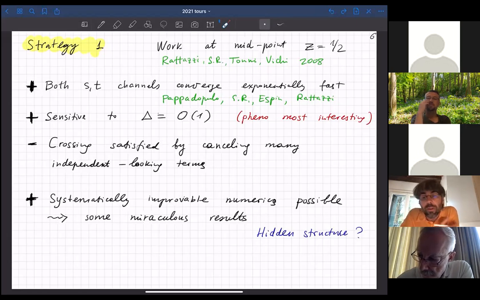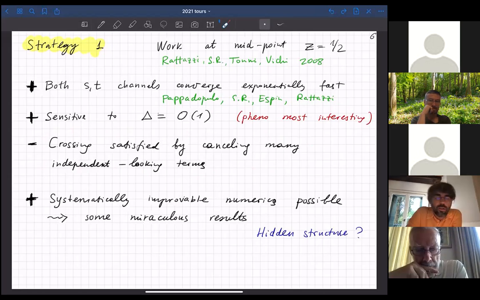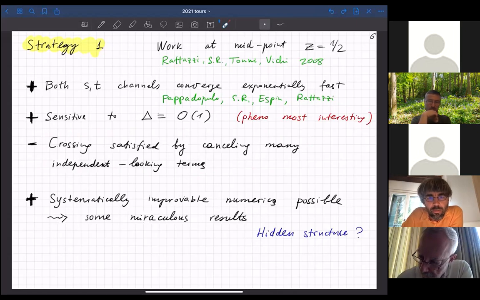So this is an advantage. Depending on your perspective, it might be a disadvantage or an advantage, because maybe someone is really interested in operators of large scaling dimension. What I would call a disadvantage is that if you work at z equal 1/2, there is not much structure, because you have conformal blocks. Conformal blocks are at best some hypergeometric functions. In some more complicated situations, they're not even known in closed form.